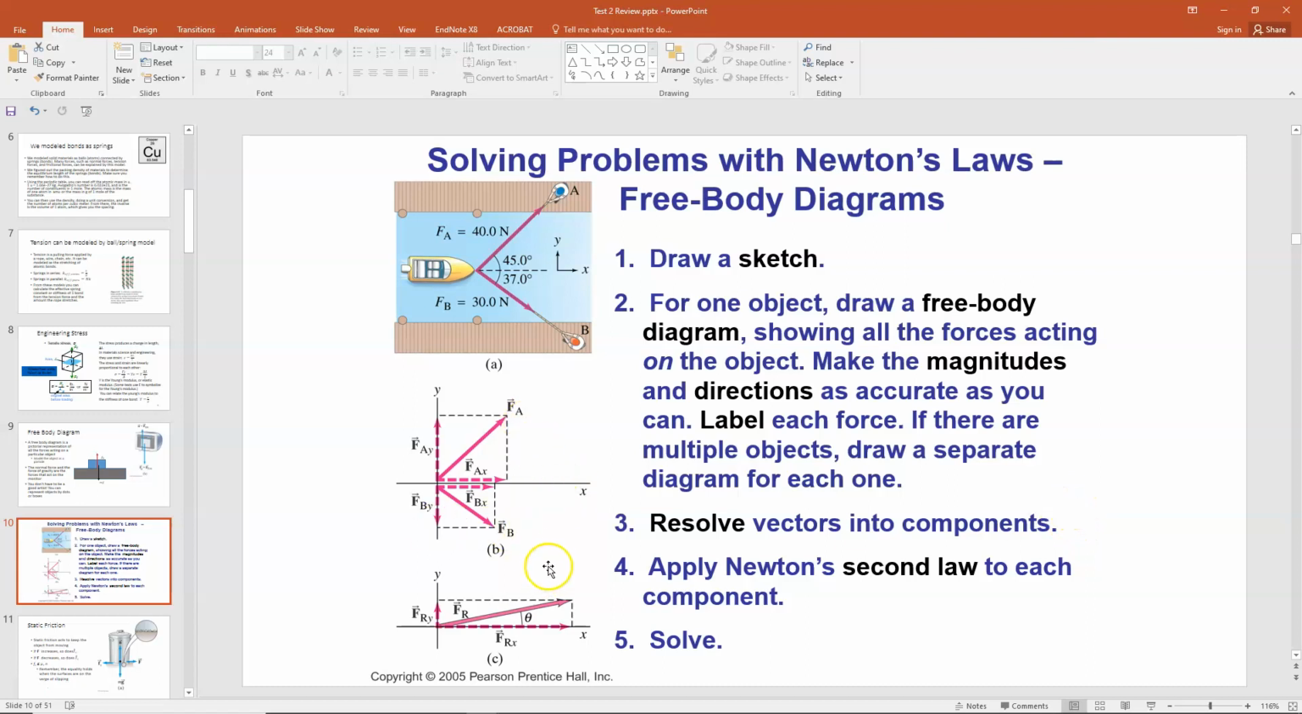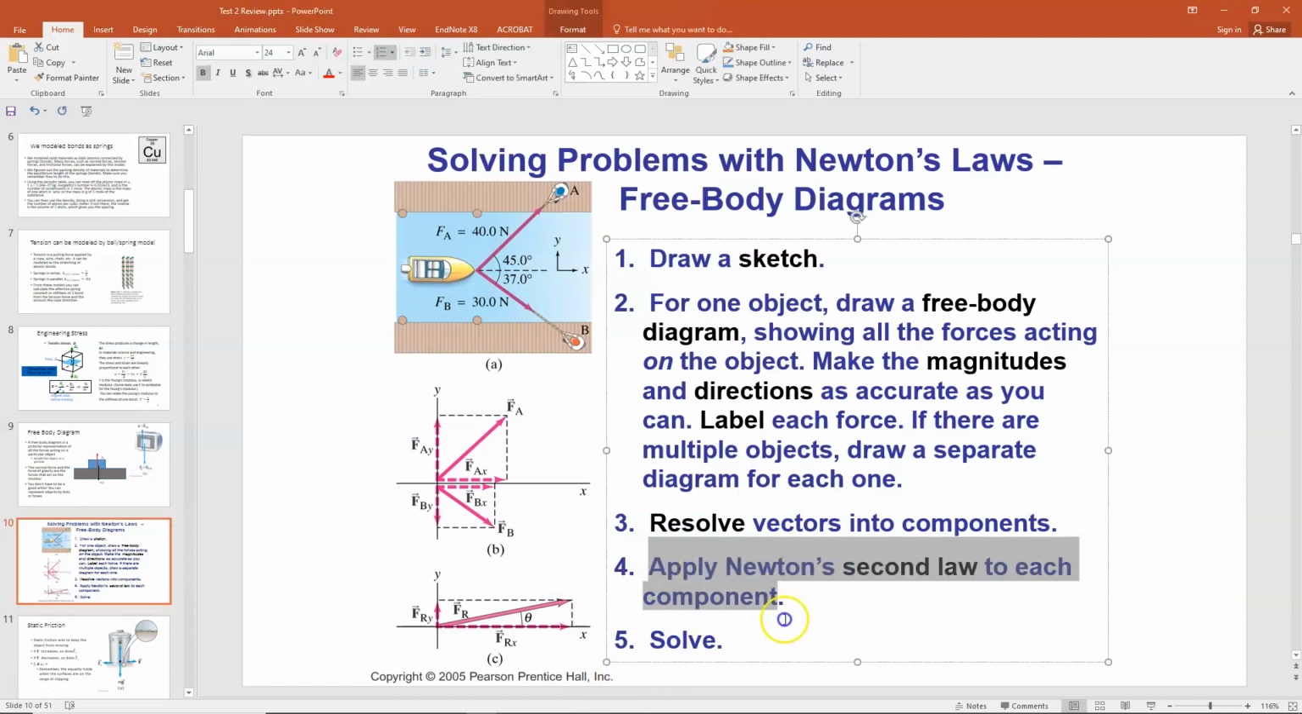Once you've got all your vectors written out into their component parts, then remember that you're going to apply Newton's second law to each component separately, okay? We assume here that the forces' directions are independent of one another. So the forces in X will sum to one thing that's independent of the forces in the Y direction. And then once you've done all that, you solve. Remember that when you apply Newton's second law, what you're basically saying is, for example, the sum of the forces in the X direction is equal to one of two things, either 0 or the mass times the acceleration in X, okay? And then you do the same thing for the Y and the Z, or whatever directions you're solving for.